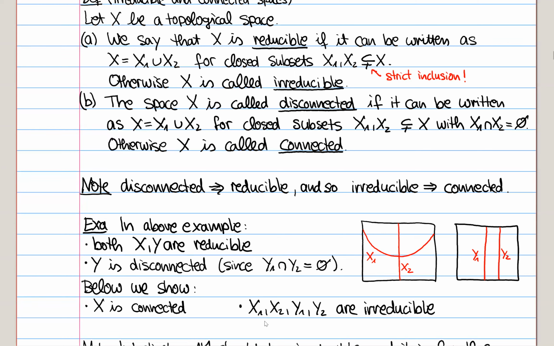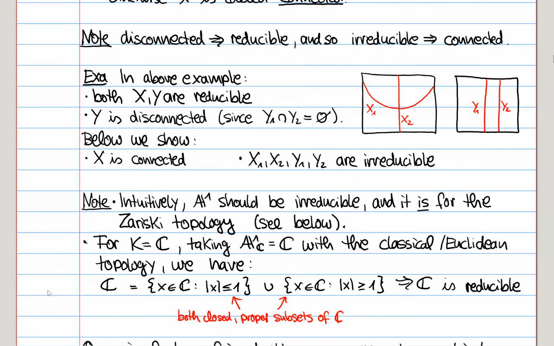And then another thing to show about this new definition is that all of these four pieces here, X1, X2, Y1, Y2, are irreducible. So they can no longer be decomposed further as above. And we're going to slowly work on this during the next videos.